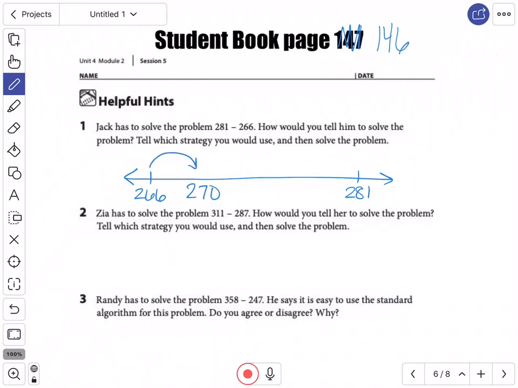So if I were to go from 266, I'm going to jump 4 spaces because I want to get to 270, because I think that would be easier for me, okay? So I have 270. Now to get from 270 to 281, I simply go 11 more because I know that from 270 to 280, that's 10. So from 270 to 281, that's 11 more. So altogether, I have gone 4 plus 11 spaces. So my answer is 15. All right, so that's how I would tell Jack to solve that problem.